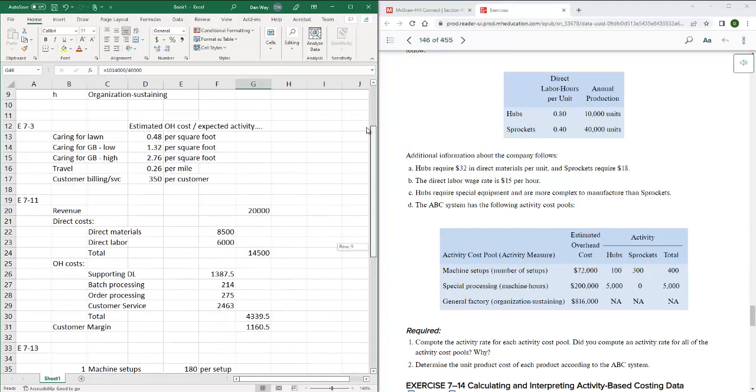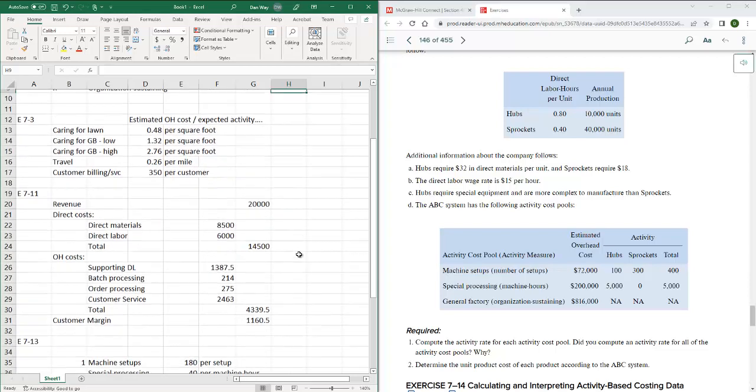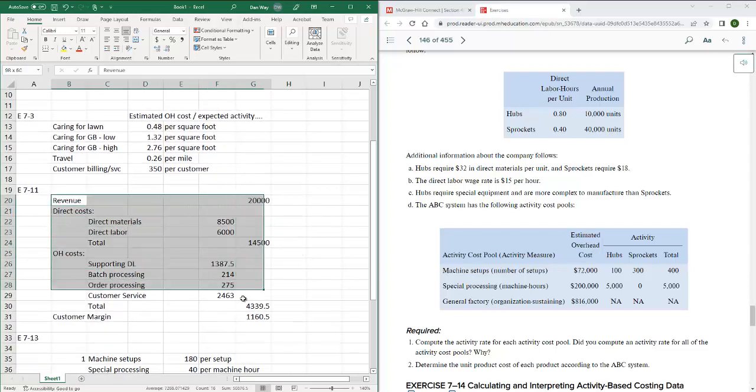Okay. So we also want to keep track of these cost hierarchy principles, like the ones we practice in exercise 7.6. So be sure to review those as much as you feel is necessary. And then you also want to be able to come up with customer and product margins or profitability after we've assigned all these costs.